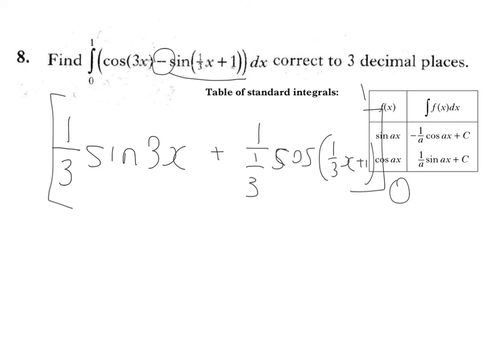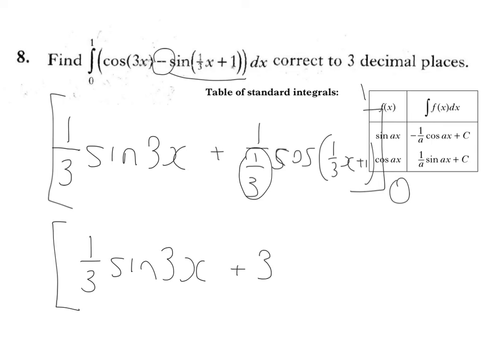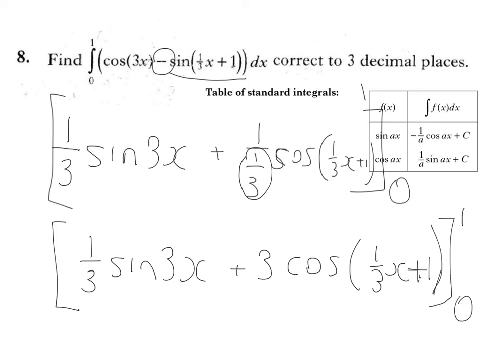So I'm just going to tie this up. 1/3 sin 3x. 1 divided by a third, well, that's 1 times 3 over 1, that's 3. So that's plus 3 cos 1/3 x plus 1, close the bracket, between 1 and 0.